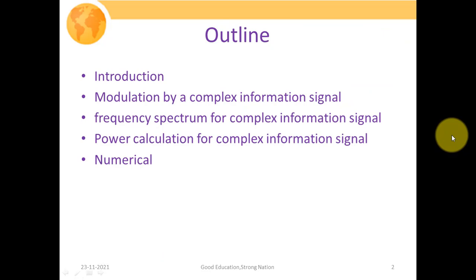We're going to start with the introduction, where we will briefly describe what we learned in our earlier lecture. Then we're going to discuss modulation by a complex information signal, which is nothing but your multitone signal. Since in real life, the signal that we have to deal with is a composite signal, that is, a multitone signal, it contains multiple frequency components. Then we're going to discuss the frequency spectrum of this composite information signal. Then we're going to calculate the power of that complex information signal, and finally we're going to discuss one or two numerical problems related to that.